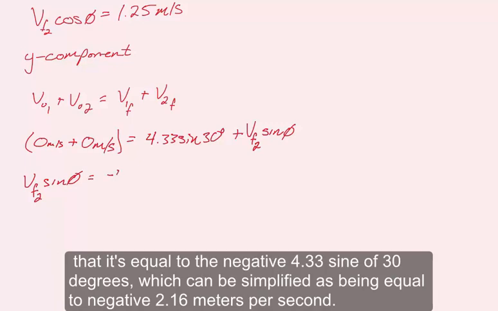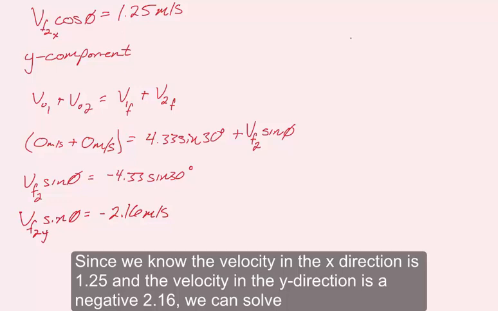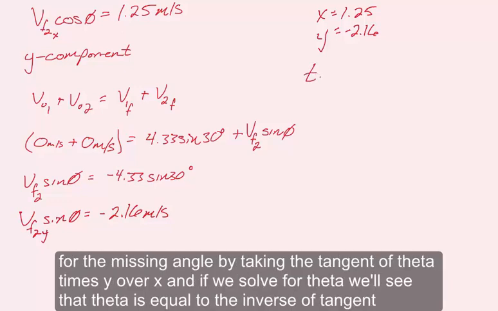the negative 4.33 sine of 30 degrees, which can be simplified as being equal to negative 2.16 meters per second. Since we know the velocity in the x direction is 1.25 and the velocity in the y direction is a negative 2.16, we can solve for the missing angle by taking the tangent of theta times y over x.